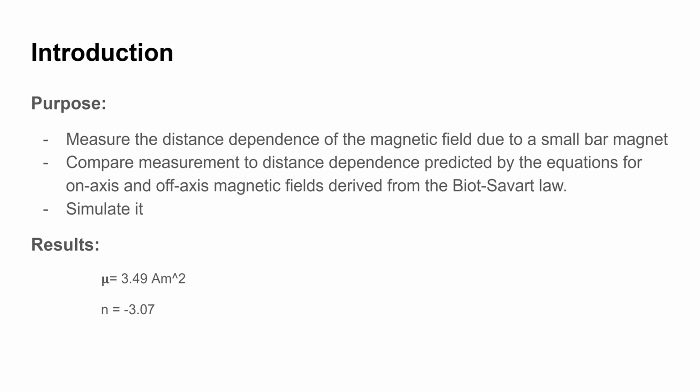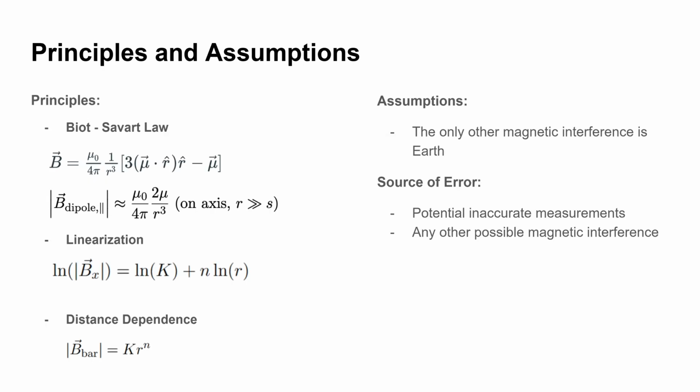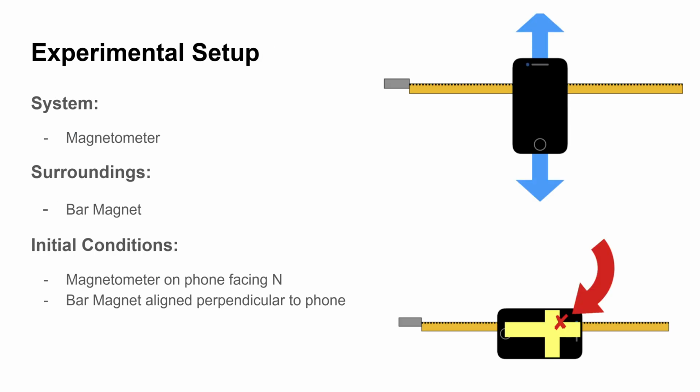And the results I got from the lab are the magnetic dipole moment is 3.49 A·m², and the n value is negative 3.07. The principles I used throughout the lab are the two Biot-Savart law equations, the linearization equation, and the distance dependence equation. One assumption I made throughout the lab is that the only other magnetic interference is Earth, and two possible sources of error are potential inaccurate measurements and any other possible magnetic field interference.